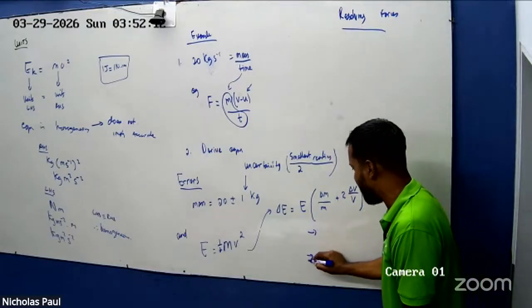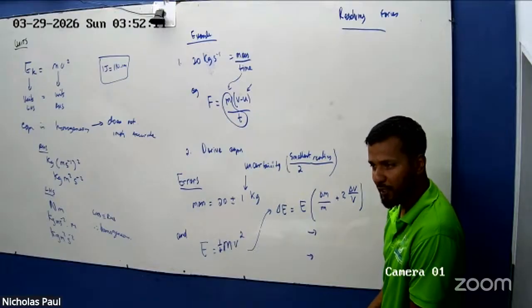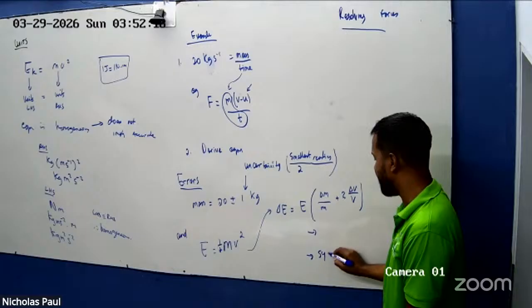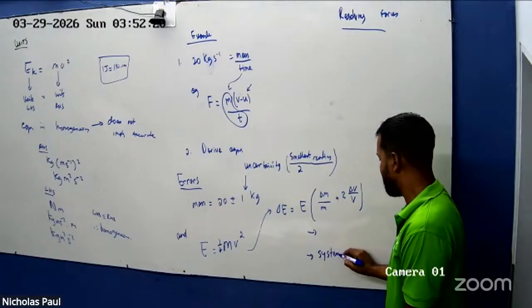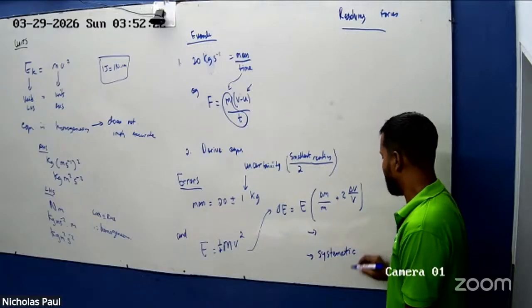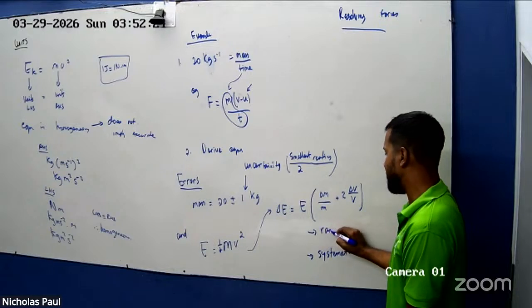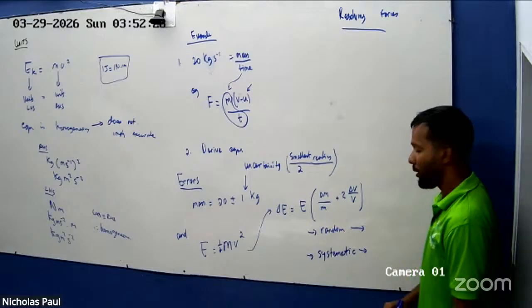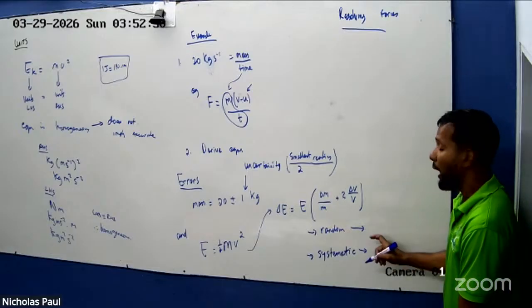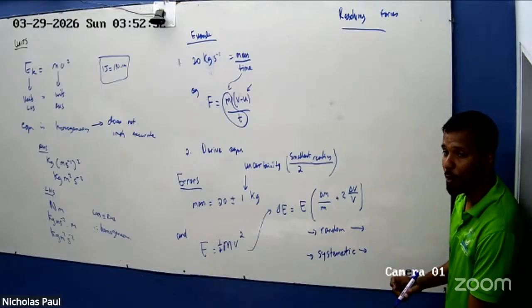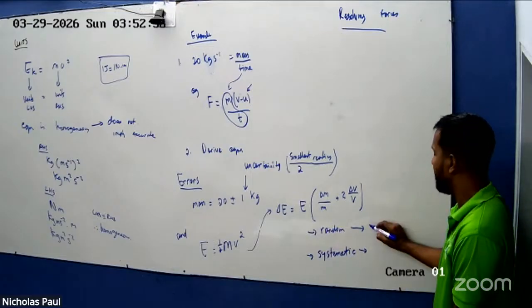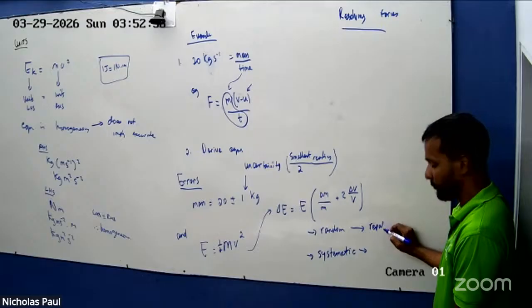Let's see if we remember the two types of errors. What are the two types of errors? Systematic, right? Systematic. And experimental or random errors, right? And random errors, right? How do we make random errors smaller? So we use repetition.